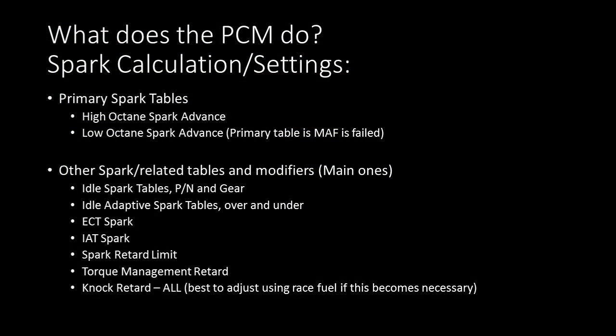All right, so next we're going to talk about spark. Now we've talked about air mass already, but the spark table relies on air mass to determine exactly where on the table it actually is, because the row axis is going to be in grams per cylinder.